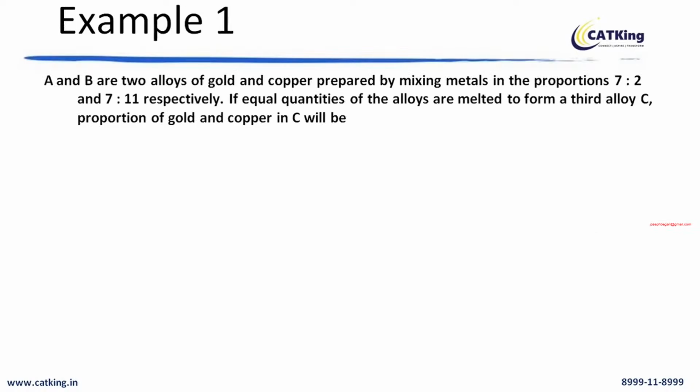Alright, so the question is: A and B are two alloys of gold and copper prepared by mixing metals in the proportion 7:2 and 7:11 respectively. If equal quantities of alloys are melted to form a third alloy C, the proportion of gold and copper in C will be how much? So A is an alloy, already a mixture, of gold and copper in the ratio 7:2, and B is an alloy also of gold and copper in the ratio 7:11.